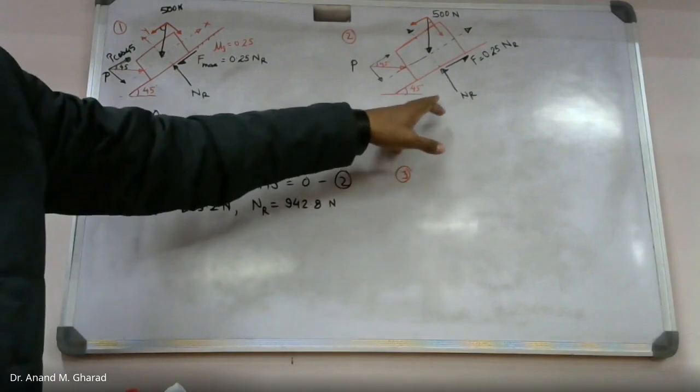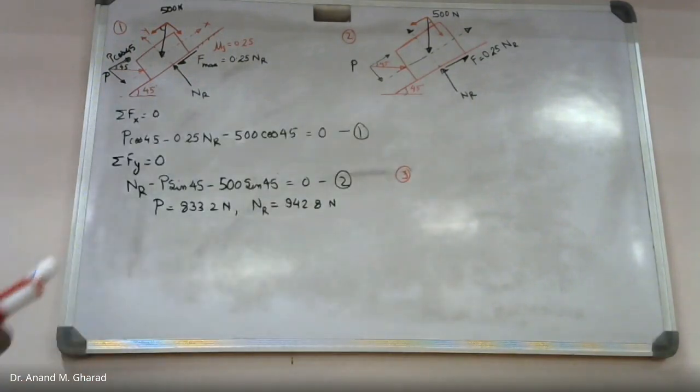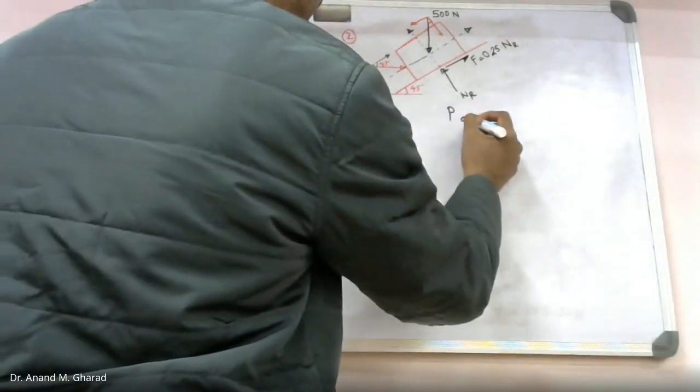But before that, please try to solve this case also and try to identify the values for P and NR.